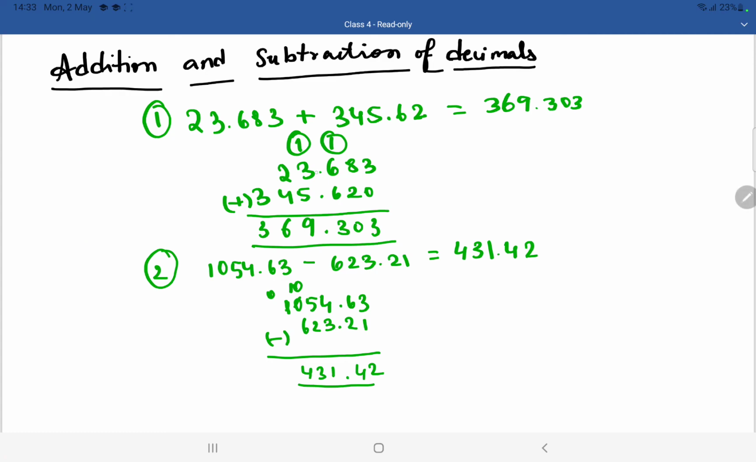So children, here what you need to understand in the addition and subtraction of decimals is, first you have to place them according to their decimal places. Then you have to add and subtract as usual. The method you follow normally, you can just use that only.